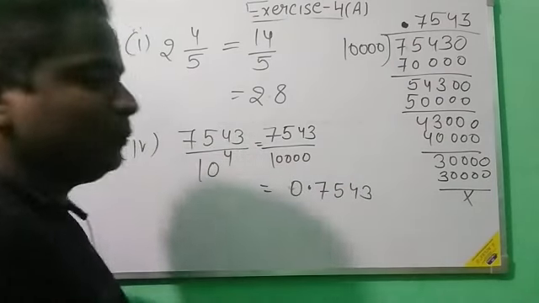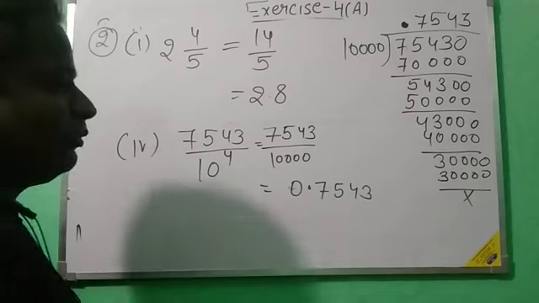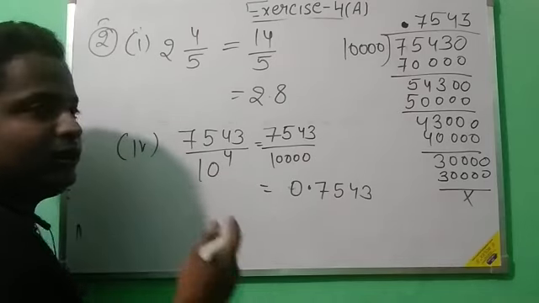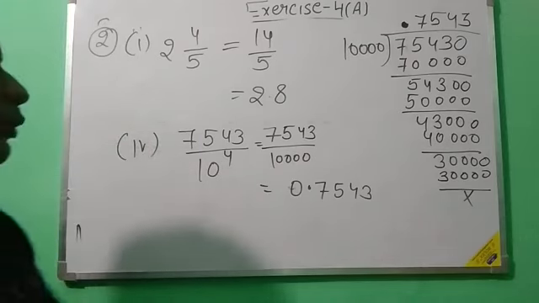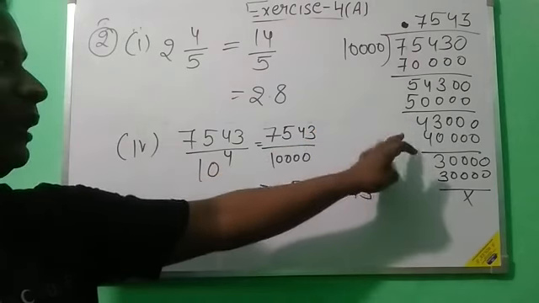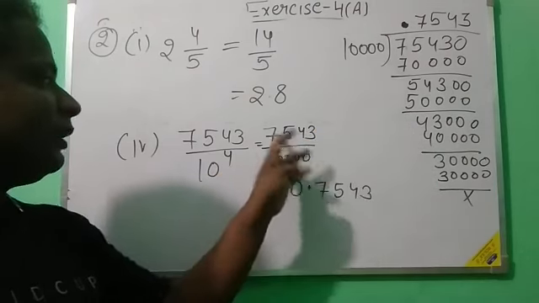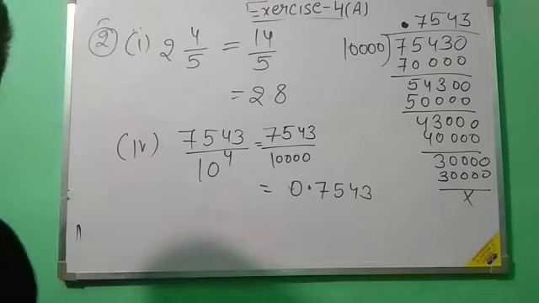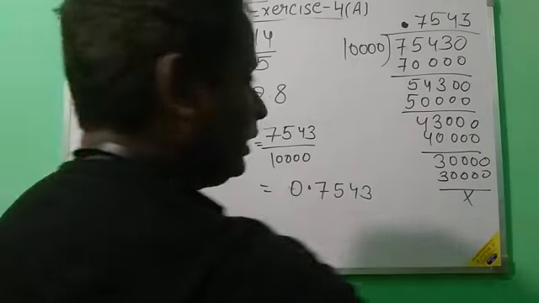7543, 0.7543. Okay, you can do this question by any method. You can do it by this division method, or you can put the decimal before the fourth digit. Okay, let's move to another question.